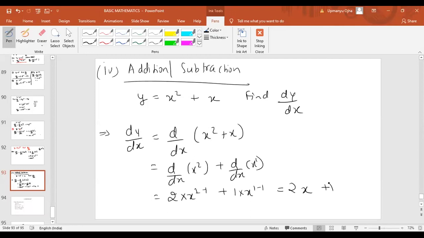2x plus 1. Understand? So if two functions of x are added, like x square plus x, then we can differentiate both the functions separately. That is the addition and subtraction rule. Okay, we can generalize this. One more example I can give you.